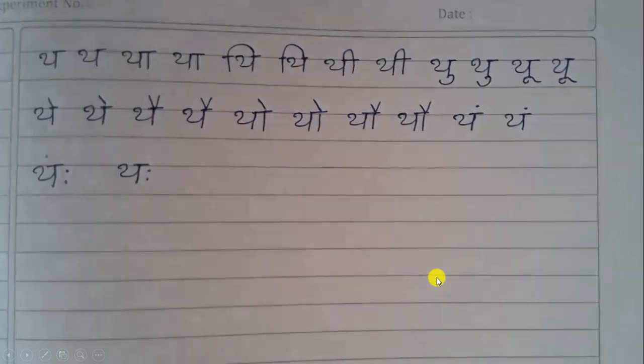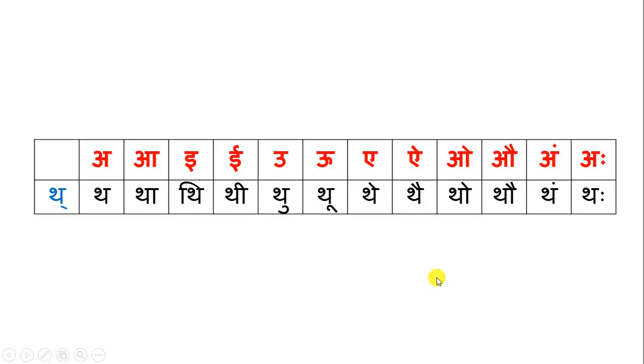Okay. So those are the sounds of th. To recap, th plus a equal to th, th plus a equal to tha, th plus e equal to thi, th plus e equal to thi, th plus u equal to thu, th plus u equal to thu, th plus a equal to the, th plus I equal to thai, th plus o equal to tho, th plus au equal to thou, th plus equal to thum, and finally th plus aha equal to th. Alright, so go ahead and practice writing and pronouncing all the letters and sounds.